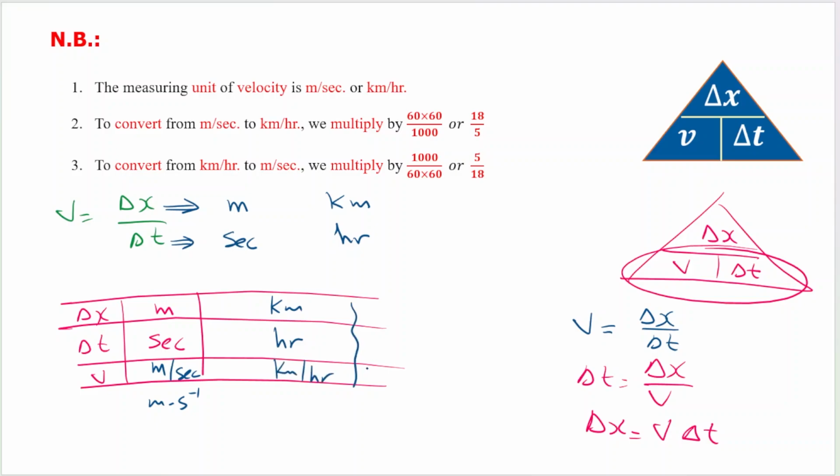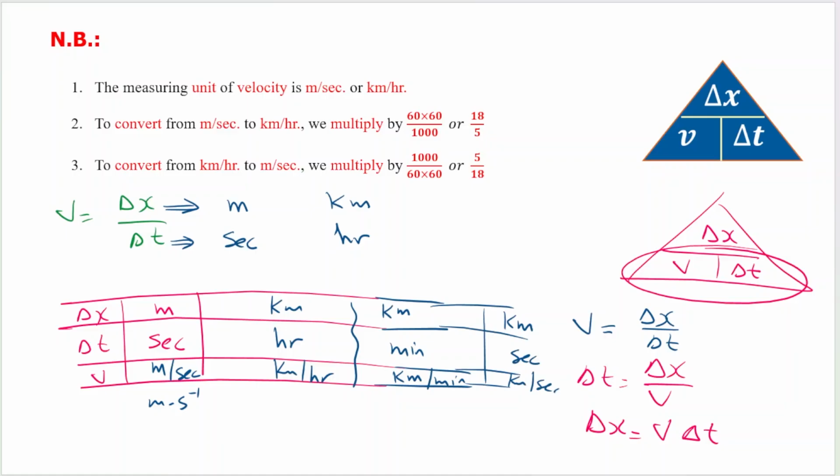We have other cases in which distance or displacement is measured in kilometer and time is measured in minute. So in this case, the measuring unit of velocity is kilometer per minute. And finally, what if the displacement is measured in kilometer and time is in second? The measuring unit of velocity is kilometer per second. But this is not the standard. We measure speed in a unit which is called meter per second. This is the standard.